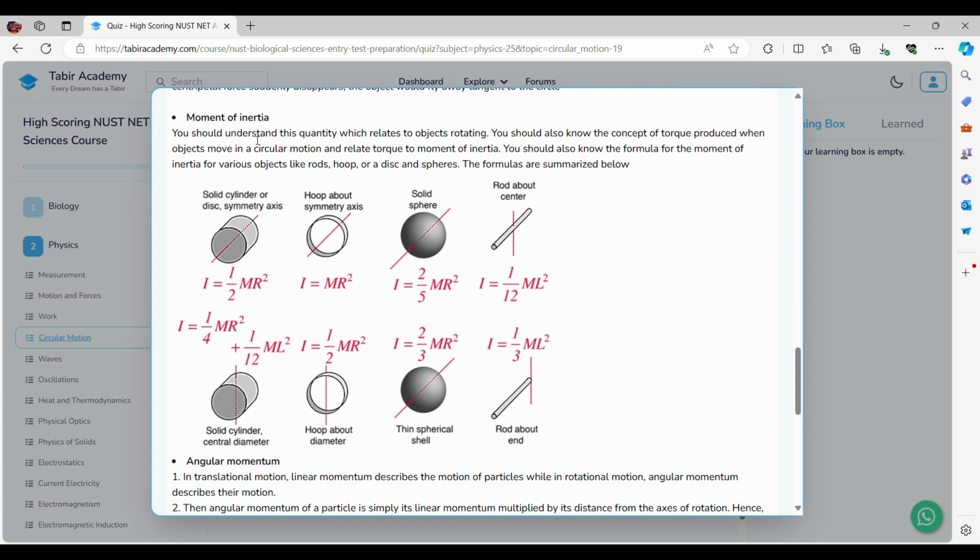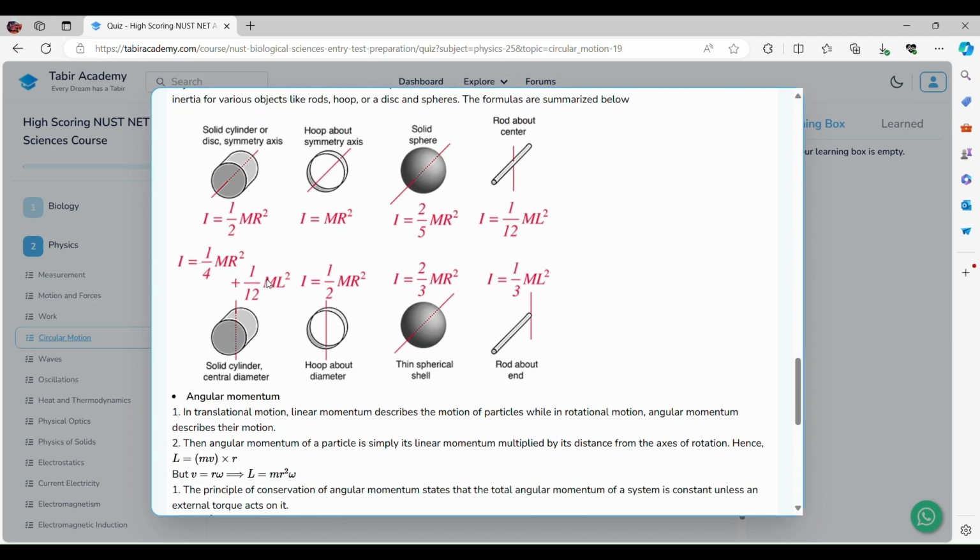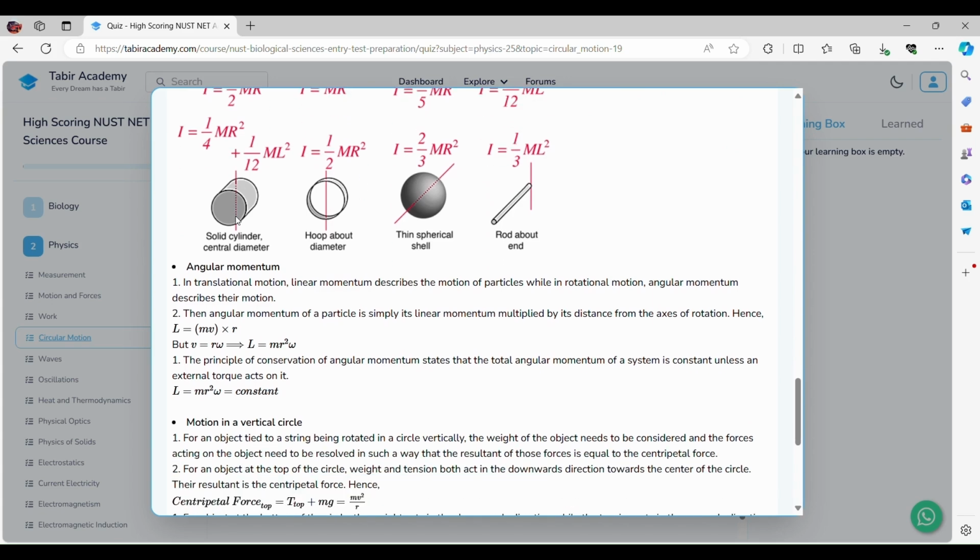मोमेंट ऑफ इनर्शिया, आपको एक क्वांटिटी अंडरस्टैंड करनी चाहिए जो कि ऑब्जेक्ट की रोटेशन के मुताबिक है. You should also know the concept of torque produced when objects move in a circular motion and relate torque to moment of inertia. You should also know the formula for the moment of inertia for various objects like rods, or disc and spheres. ये formulas नीचे summarize हुए हुए हैं. You can refer to these for better comprehension.